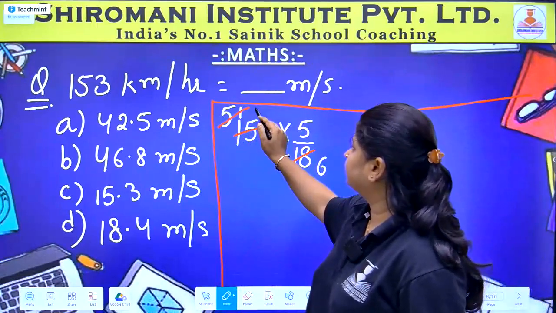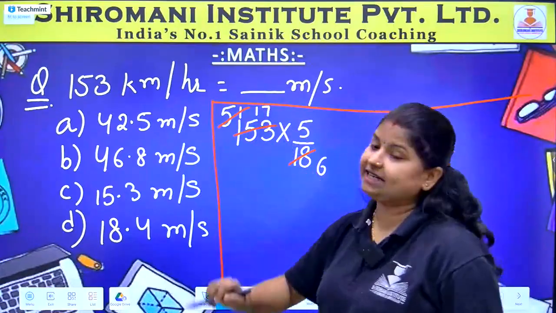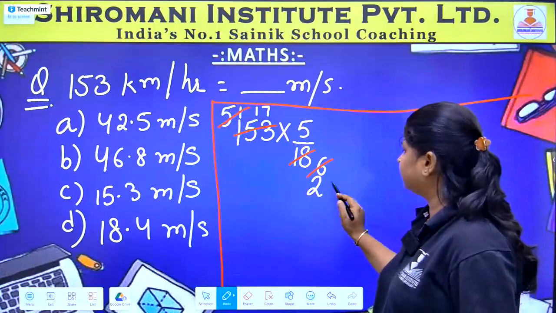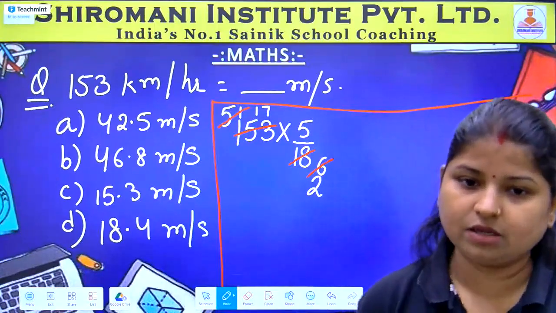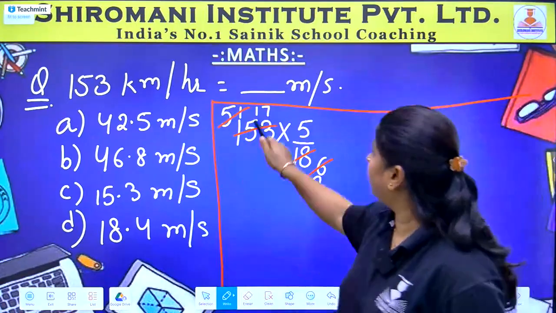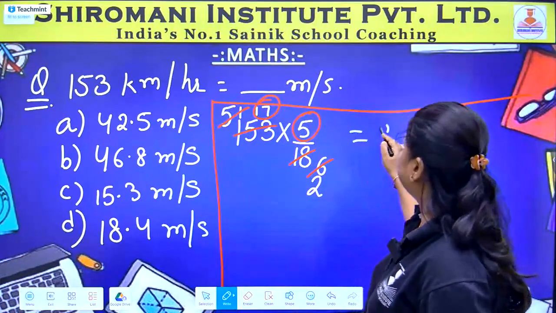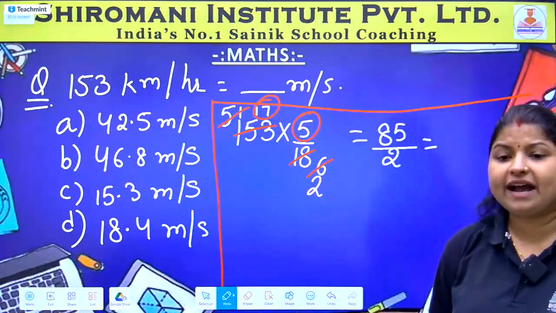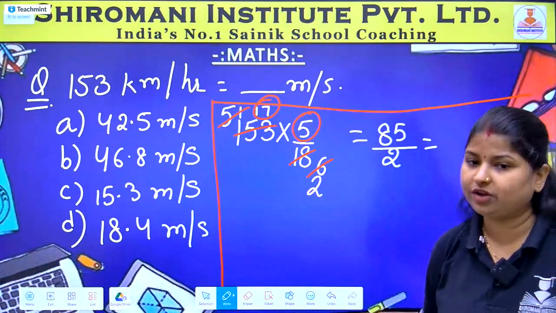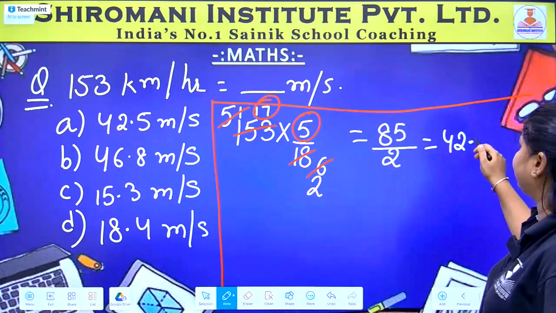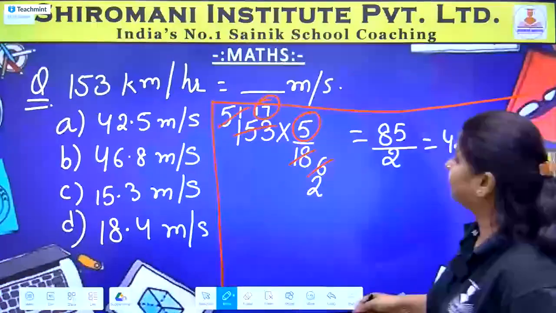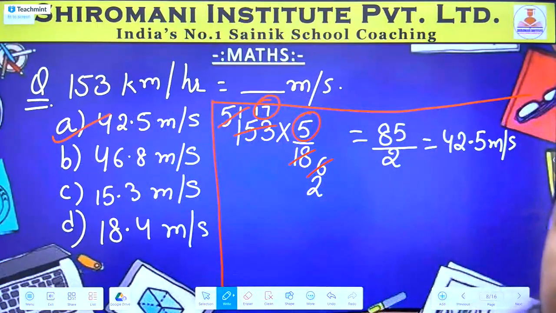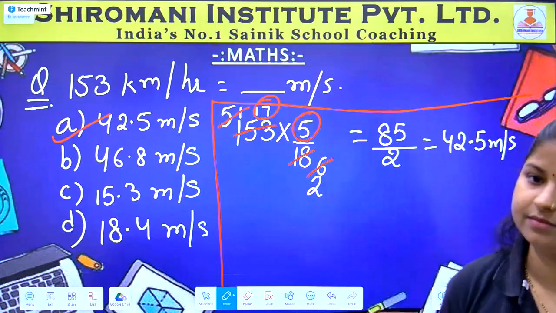How many times? 17 times. 17 threes are 51 and this 18 is 2 times. Now I am left with what? 17 into 5. So 17 fives are 85, upon 2. Now divide 85 by 2. When you divide 85 by 2, you will get 42.5 meter per second. Option A. Quickly take the screenshot and if any doubts, do ask me.